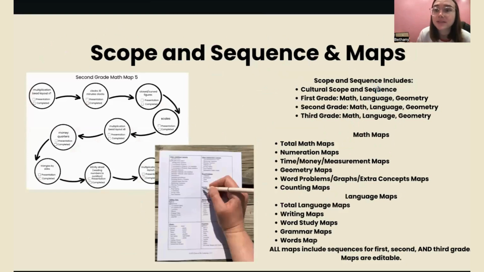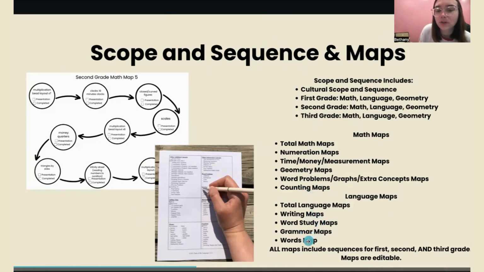and sequence and maps that tell you the actual sequence in which to teach these things. If you watch my other videos, you've already heard this and hopefully have bought the scope and sequence and maps. If not, you should, and I will link them below. So we have maps that have the total math map, which includes all the ones that I keep talking about here. And then a counting map, which is like a pre-counting map. So we're just working on numbers here. And then all the language maps for writing, word study, grammar, and then a words map, which is like the blends, the vowel blends, and then just short vowel words.